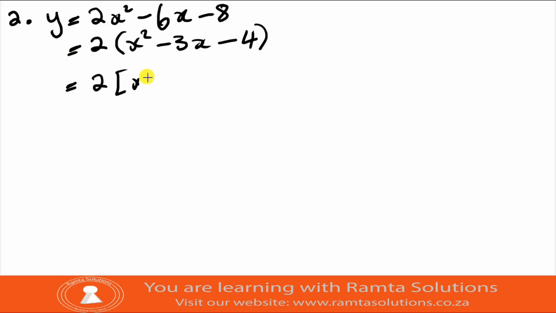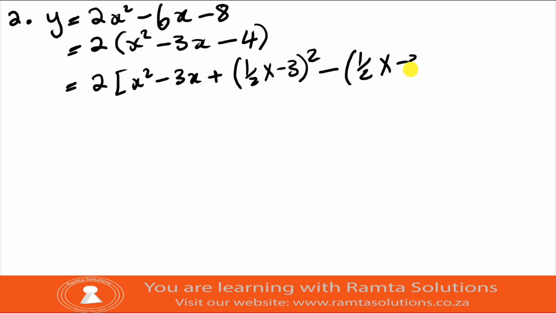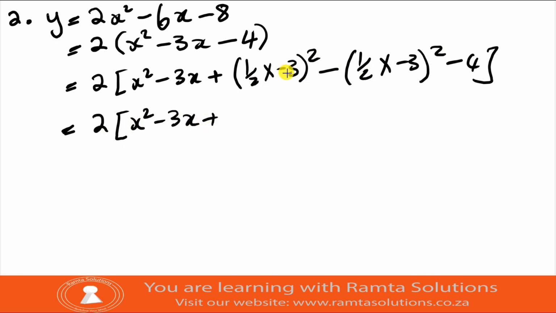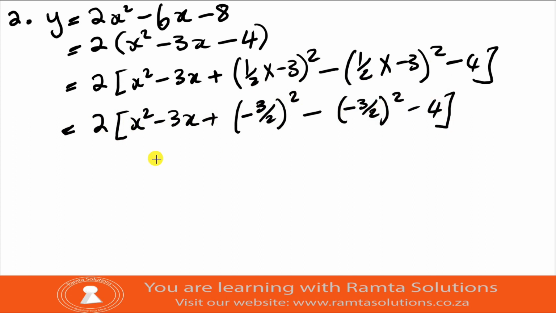I have x squared minus 3x, remember, plus half the coefficient of x squared, and then I subtract it. Minus 4, and then we have 2 into x squared. I will simplify this, minus 3x plus minus 3 over 2 all squared, minus again minus 3 over 2 all squared, minus 4.